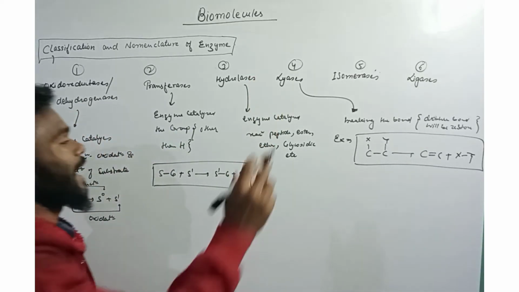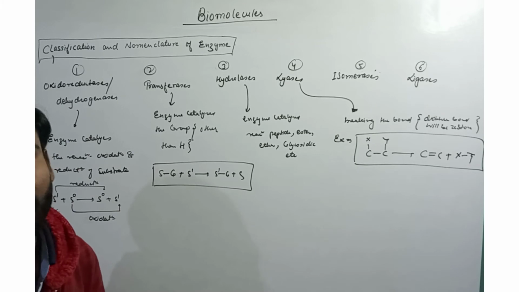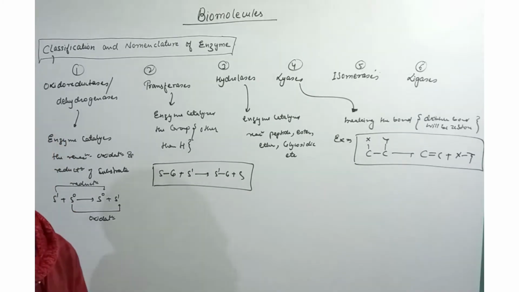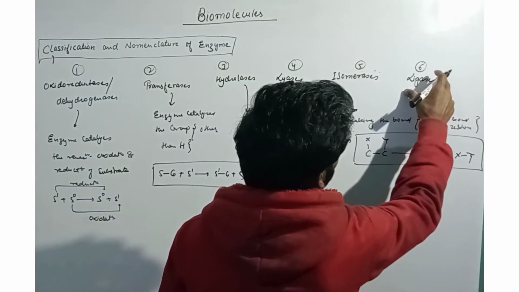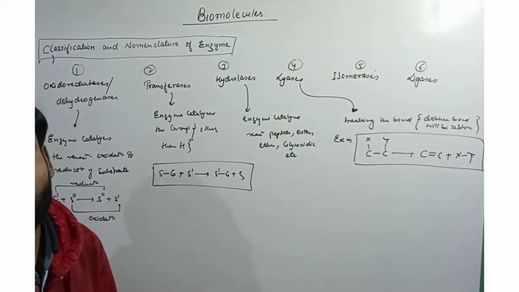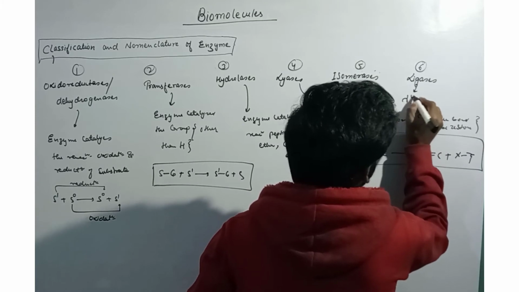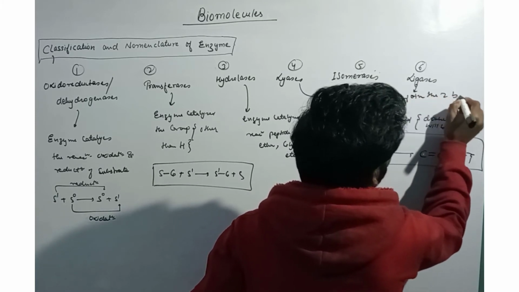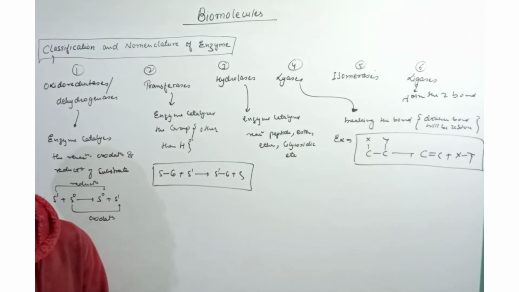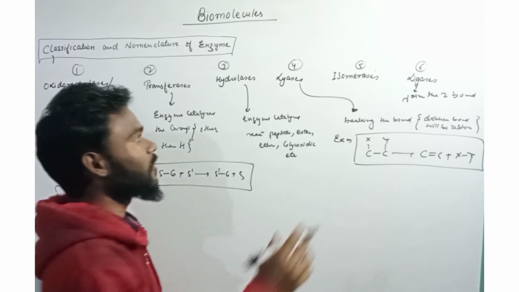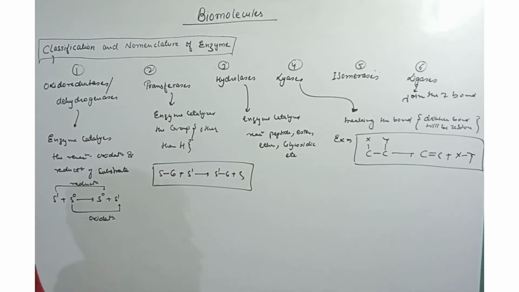But when you're talking about isomerases, it catalyzes the reaction of optical isomers, geometrical isomers, structural isomers, and position isomers. But when you're talking about ligases, it simply joins the two bonds. For example, in the case of DNA, Okazaki fragments are joined. That comes into the category of ligases. This is how the classification of enzymes is completed.